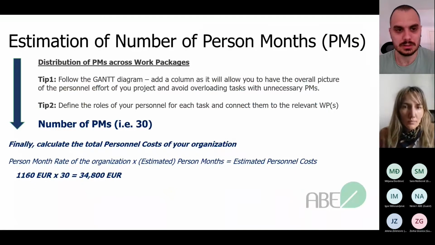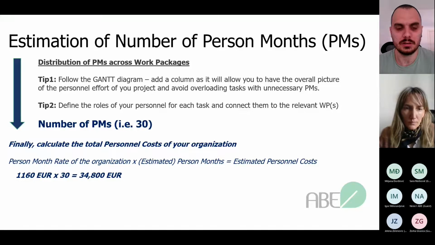We can go to the next slide. So the estimation of the number of person months, as Maya was saying, the best way to do it is to estimate the number of person months, so the effort, following the Gantt diagram that is prepared for the proposal. There you can add a column to assign for each task your personnel effort in hours, and assign for each task the hours of your personnel.